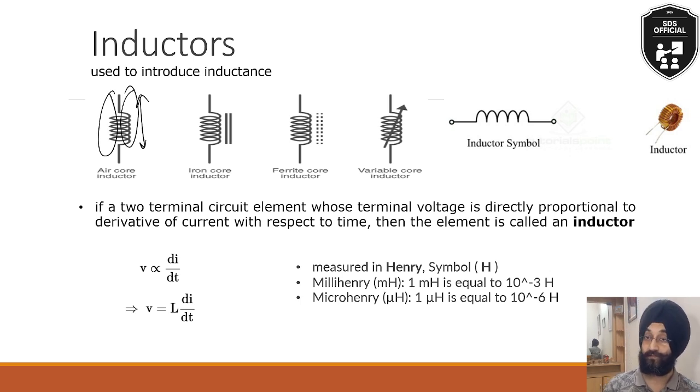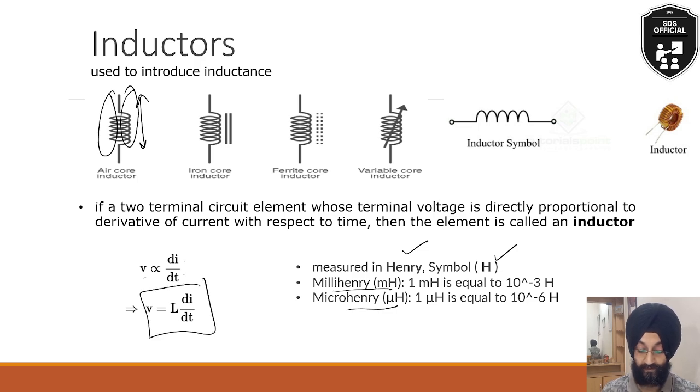So simply we can assume if we apply DC current to the inductor, it will be very easy for that DC current to pass through the inductor. But if we apply AC current, it will face a kind of hindrance or resistance, which is known as impedance from the inductor. So it is measured in Henry and symbol is H. So usually inductors are available in millihenry or microhenry. And the formulas associated with this are V is directly proportional to rate of change of current, which results in this formula V is equal to L di by dt.